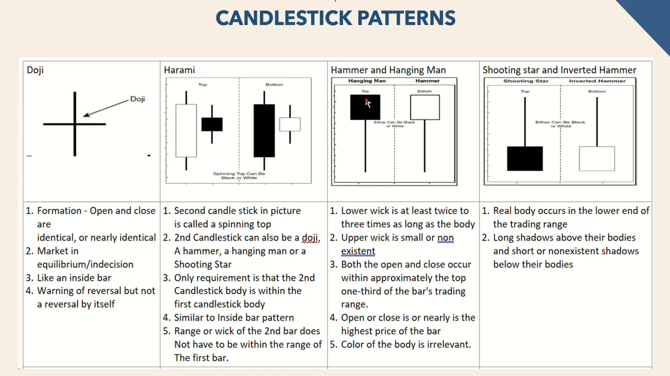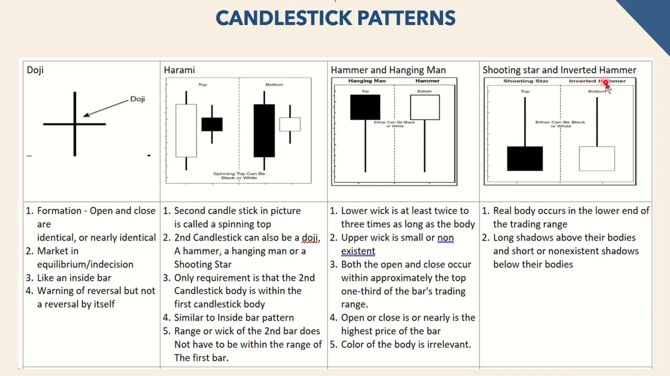Both open and close occur within approximately the top 1/3 of the bar's trading range. Open or close is, or nearly is, the highest price of the bar. In this case, open is the highest price. In this case, close is the highest price. Color of the body is irrelevant, which I already explained.